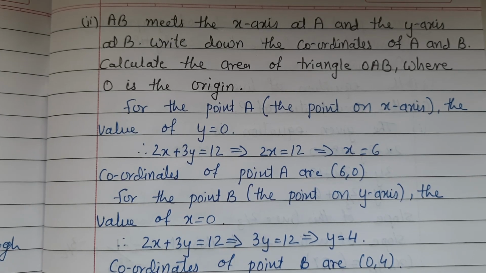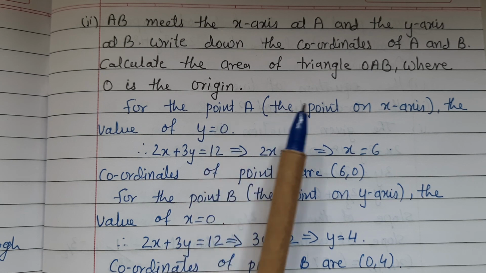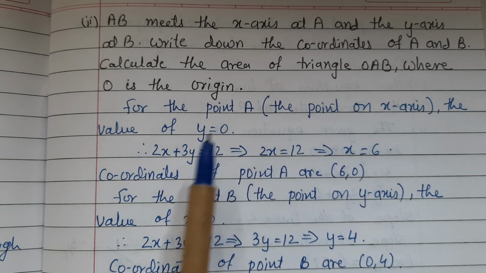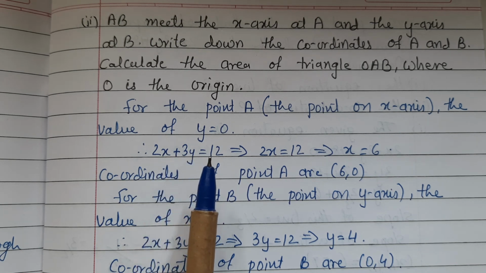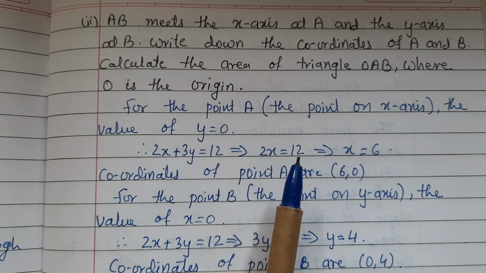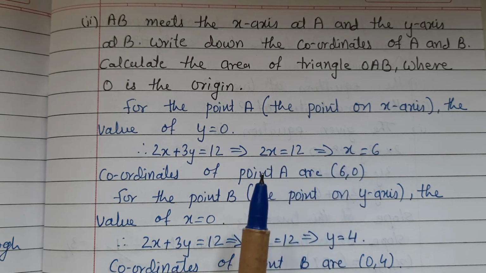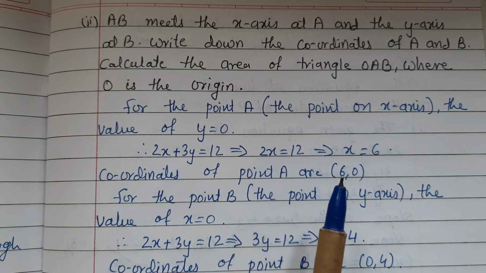Second part, AB meets the x-axis at A and the y-axis at B. Write down the coordinates of A and B. Calculate the area of triangle OAB where O is the origin. For point A, a point on the x-axis, the value of y equal to 0. Substitute y = 0, we get 2x = 12, x = 6. Coordinates of point A are (6, 0).